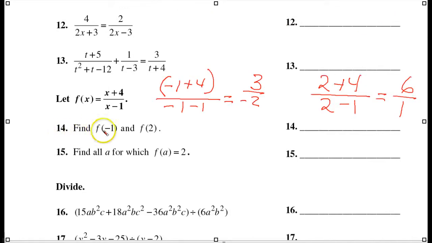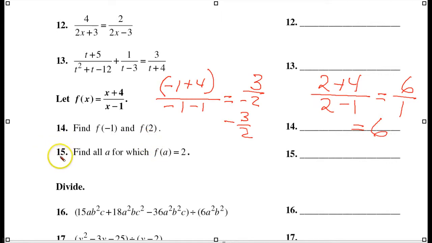For number 14, we're just going to substitute a negative 1 where the x's are. And this becomes a 3 over negative 2, so a negative 3/2. And here we're just putting a 2 there and a 2 there, and we get 6 over 1, which is 6.